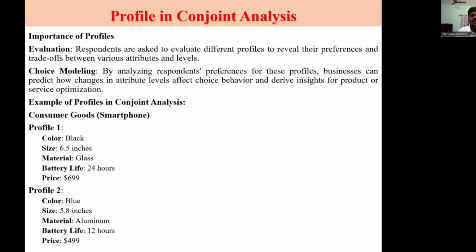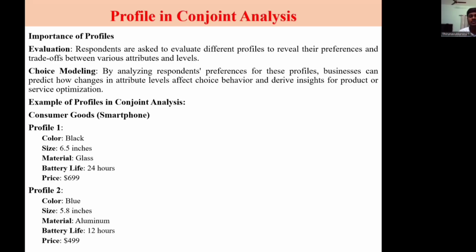And then finally, the profile in conjoint analysis. Here come the examples of profiling, which is about choice modeling. By analyzing the respondent's preference for these profiles, businesses can predict how changes in attribute levels affect choice behavior and drive insights for product and service optimization.